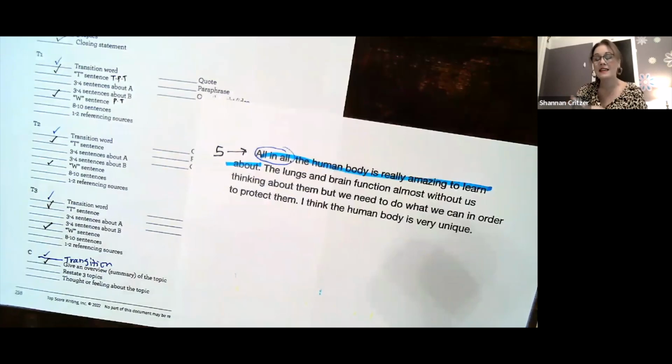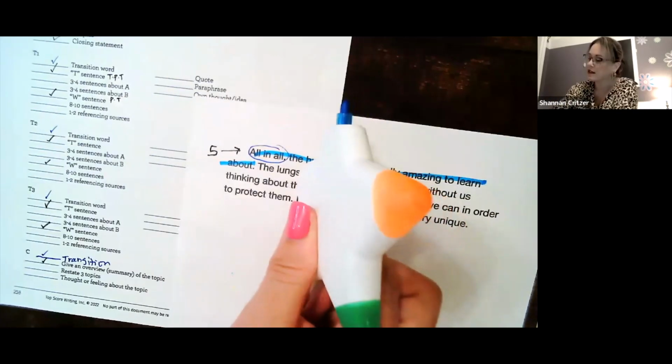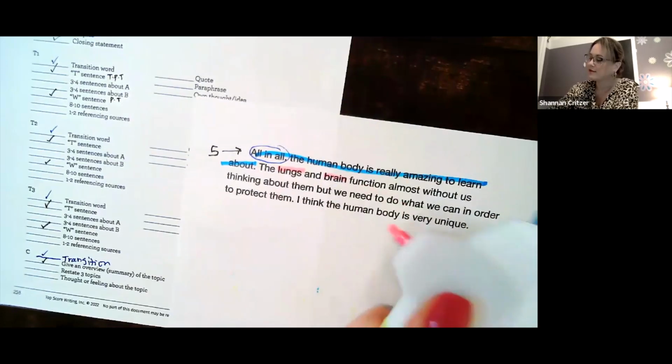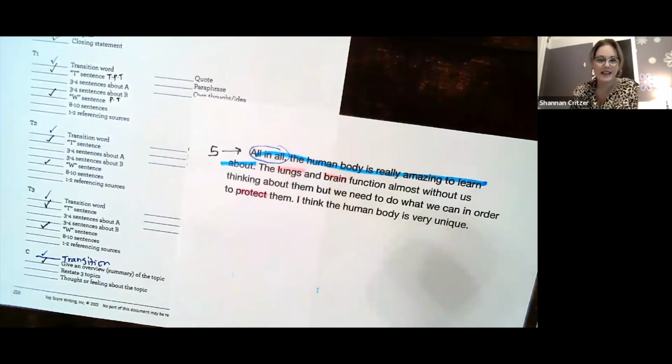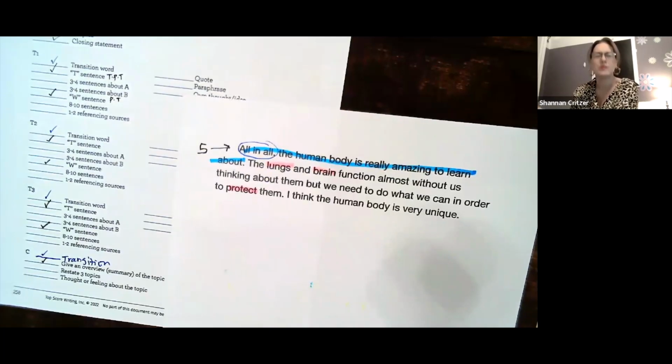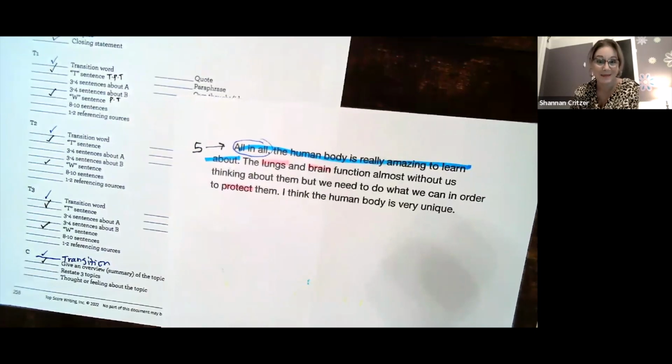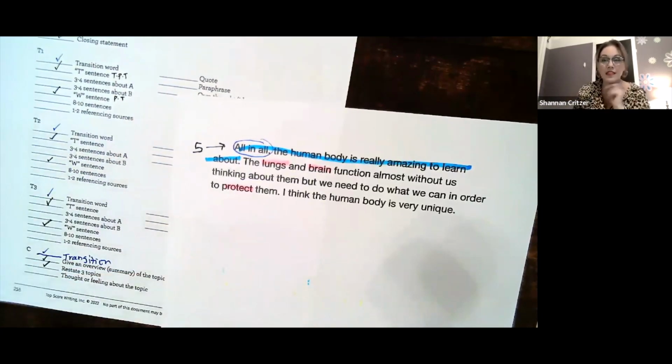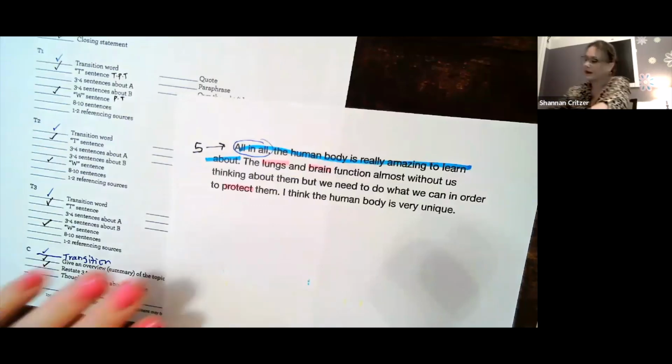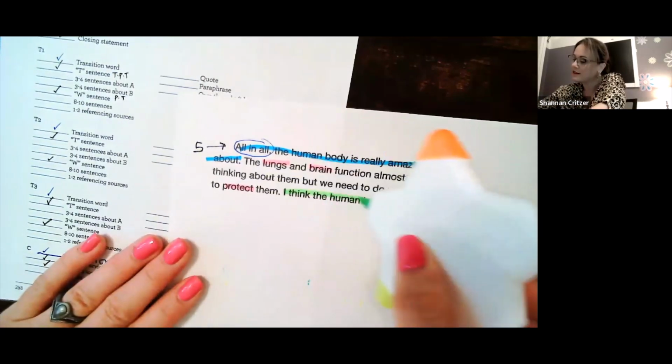The next thing I said, or that I have to include, is the 3 topics. We need to talk about lungs, brain, and protecting them. So let's find all 3 of those words: lungs, brain, protect. I said the lungs and brain function almost without us thinking about them, but we need to do what we can in order to protect them. That is my 3 topic sentence where I'm restating all of the things that I learned. And now I'm going to check to make sure I have a feeling or thought about the whole topic. I think the human body is very unique.